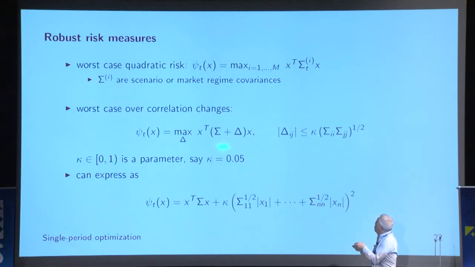And it turns out it's an exercise to work out what it is, but you end up with a very nice expression for it. It's this: that's the nominal risk. And then you get an extra risk, which is the robust part, which is a penalty for, again, holding a portfolio. And it's actually a beautiful thing. It's a weighted L1 norm squared. They're weighted exactly by the volatilities, right?